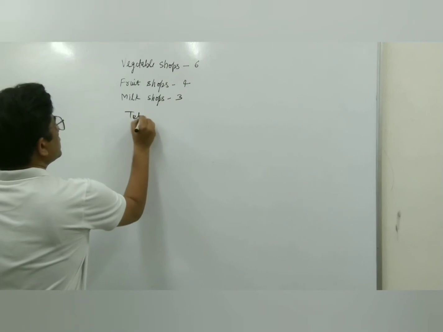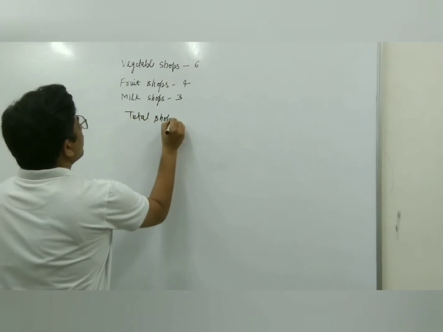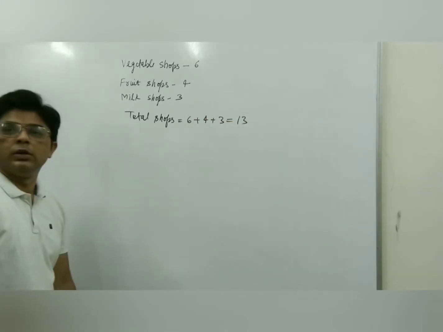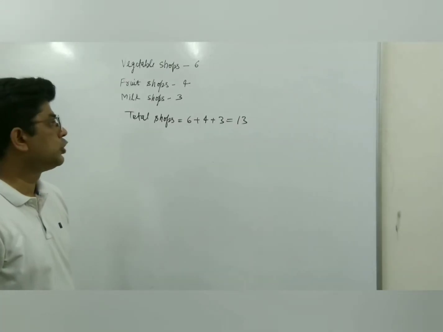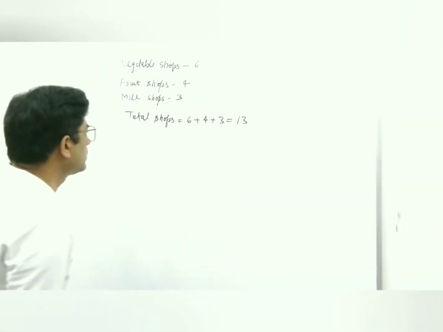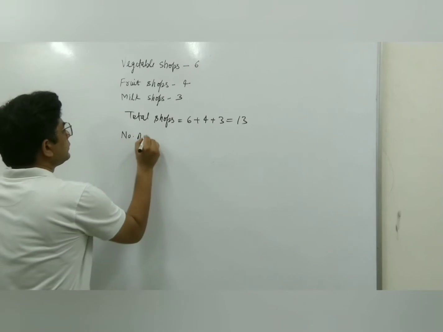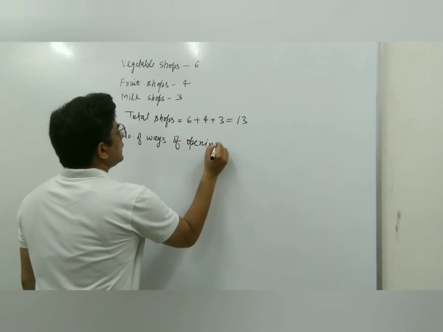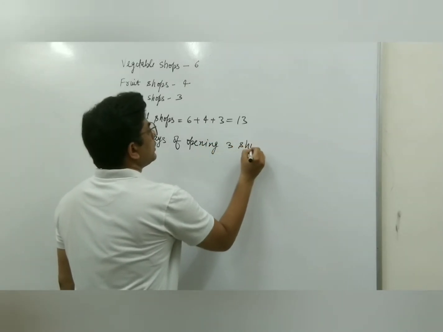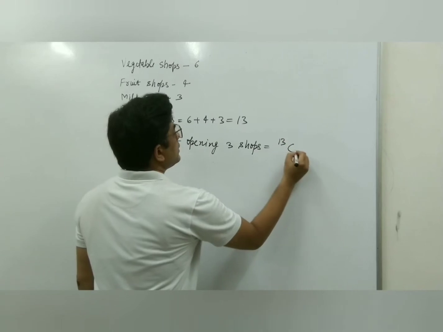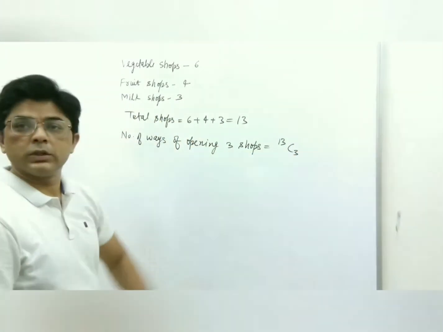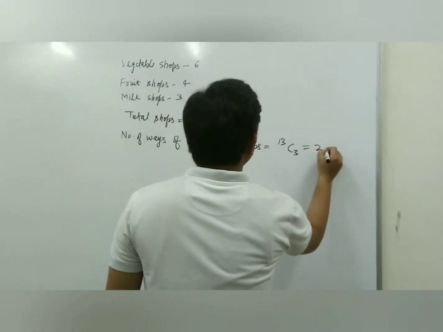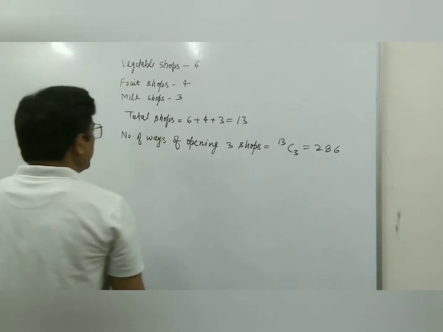So the total shops are 6 plus 4 plus 3, that is 13. So we have to find the number of ways in which 3 shops can be opened out of 13 shops. So the number of ways of opening 3 shops, this is 13C3. Out of 13, you have to choose 3 shops. So the number of ways are 13C3. After calculating, we can get this is equal to 286.